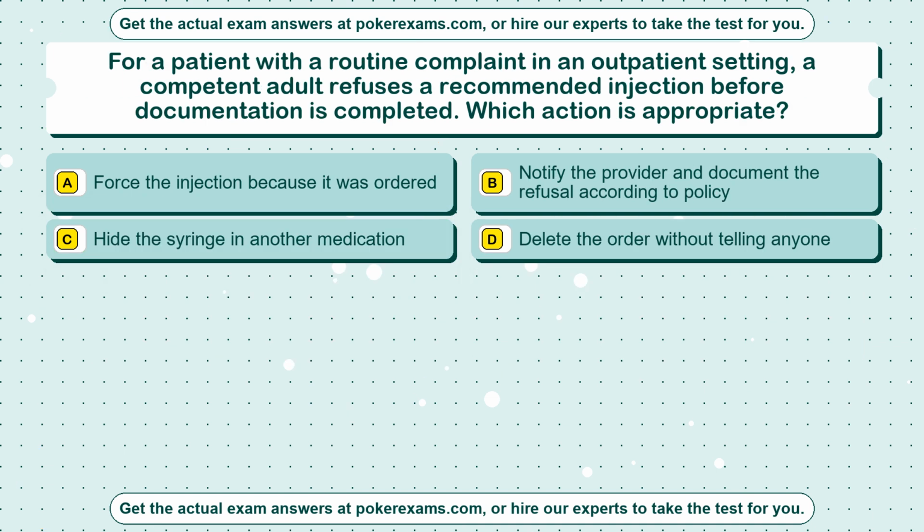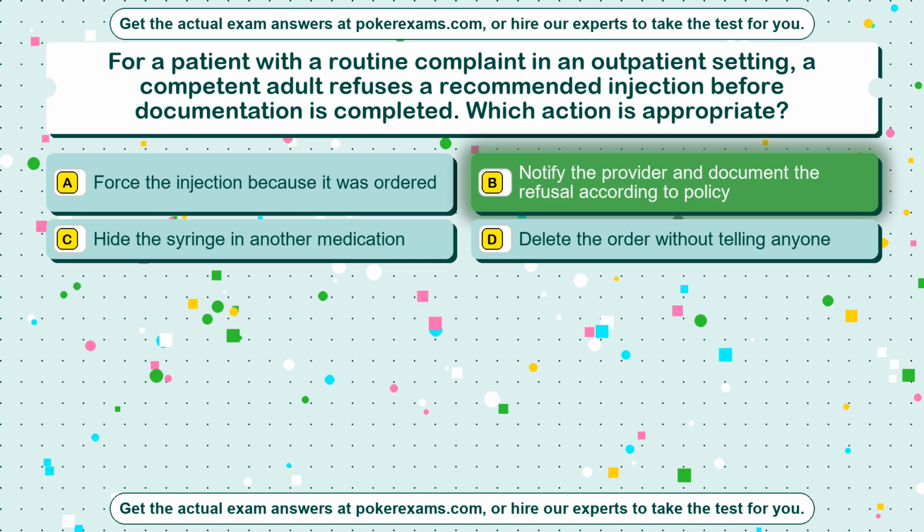Question 5. For a patient with a routine complaint in an outpatient setting, a competent adult refuses a recommended injection before documentation is completed. Which action is appropriate? Option A. Force the injection because it was ordered. Option B. Notify the provider and document the refusal according to policy. Option C. Hide the syringe in another medication. Option D. Delete the order without telling anyone.